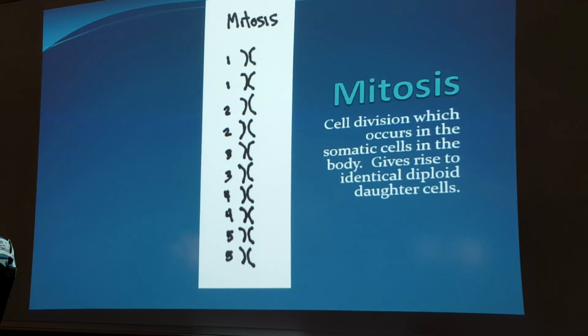And so that's what's going on: the single ones are turning into double ones. You can tell if the cell just divided if the chromosomes you're looking at are single ones. You know it just underwent cell division.